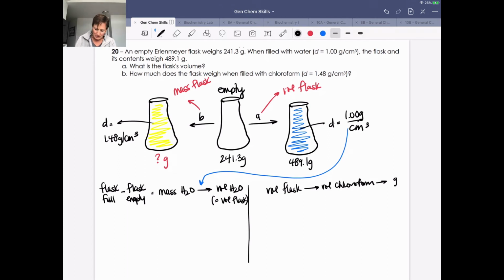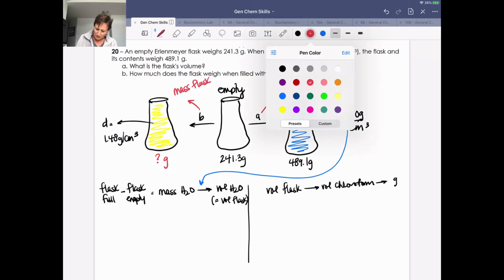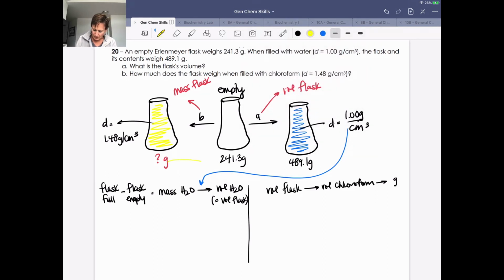So if we use this density piece of information here, now I've got a lot of arrows all over my pictures here. This density piece of information will get us to the mass of chloroform. And then if we add the mass of the flask, that will give us the answer to this problem, which is how much will that flask weigh when it has a solution of chloroform in there.